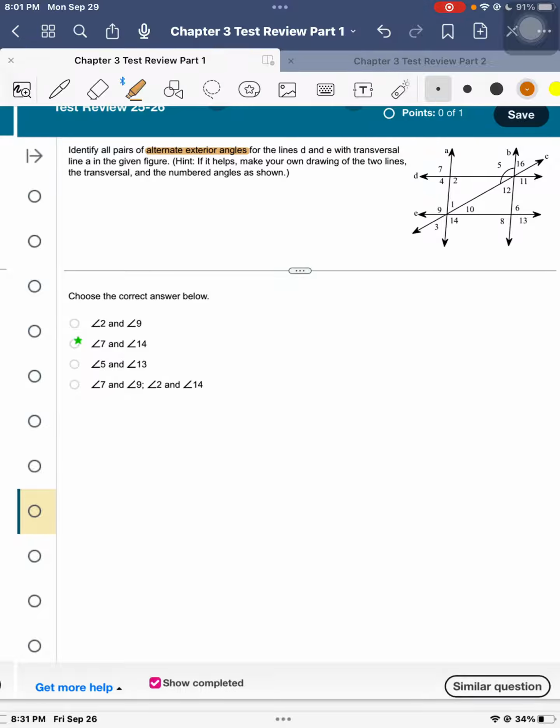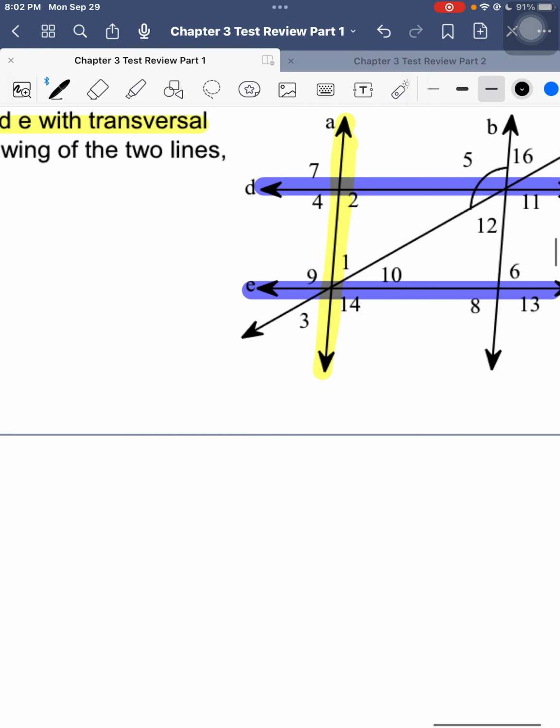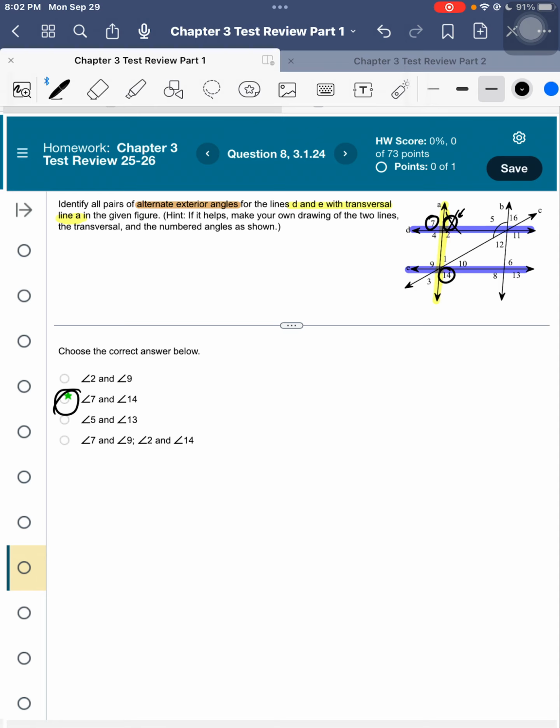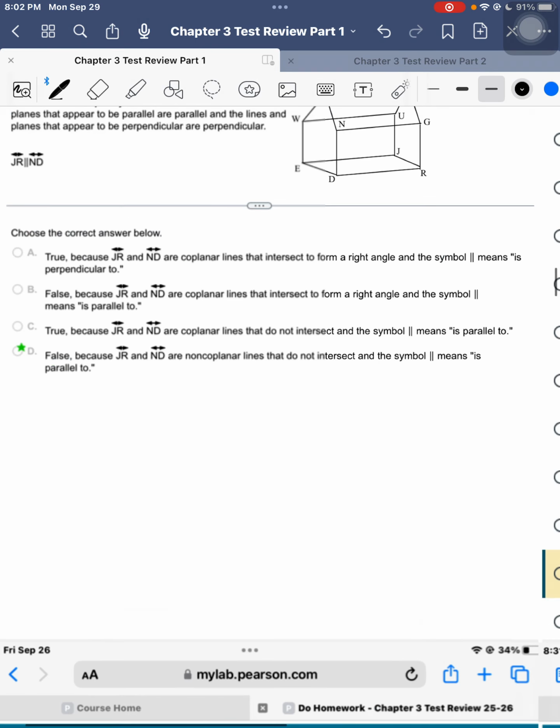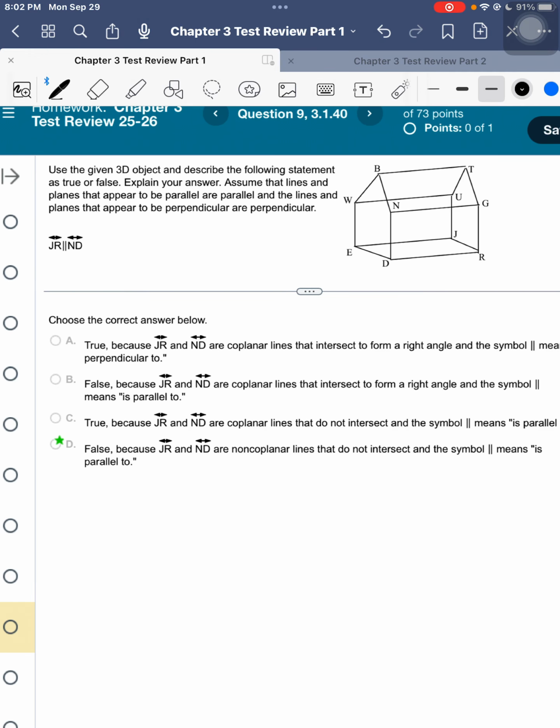Okay. So what about this one? Identify all pairs of alternate exterior angles for the lines D and E with transversal line A. So once again, A is my transversal, and D and E are my transverse lines. So let's circle the alternate exterior angles. I have 7 and 14, and I don't have anything here. This is empty. So do I have any other pair of alternate exterior? No, I don't. So it's just 7 and 14.